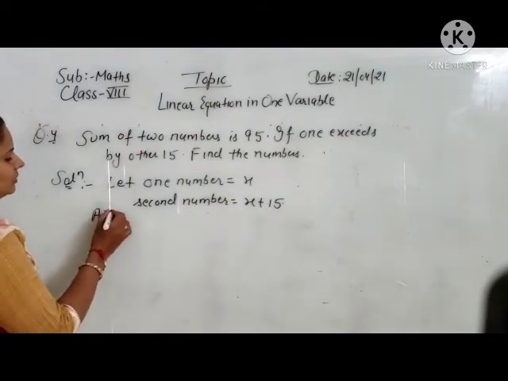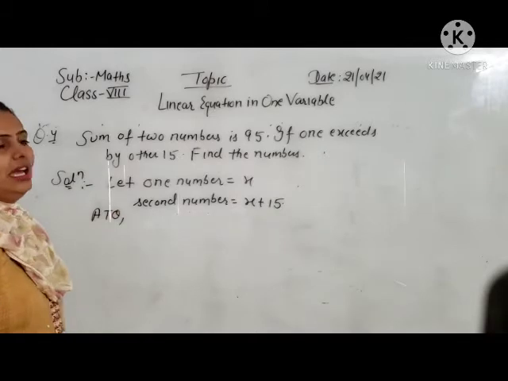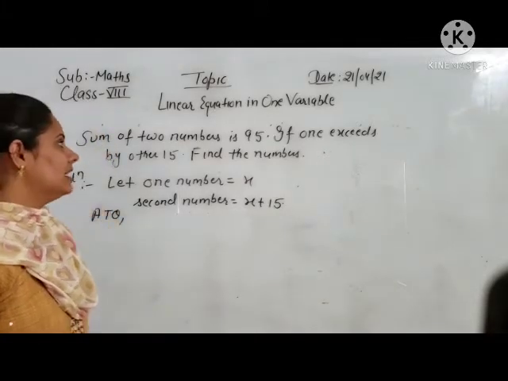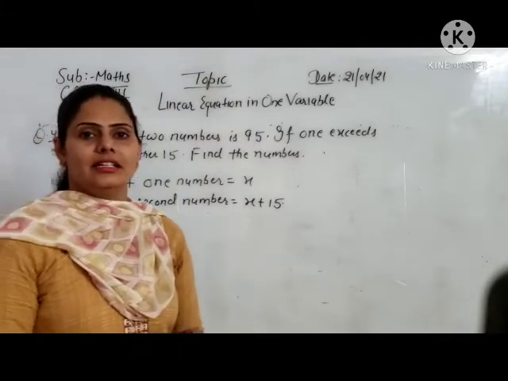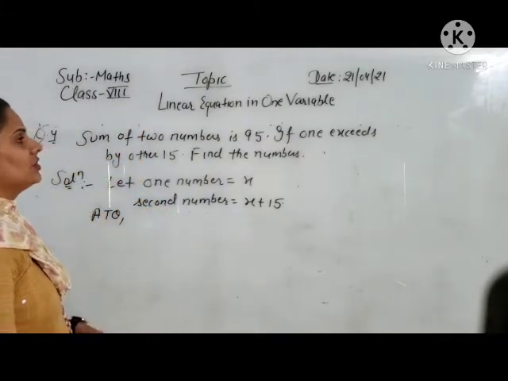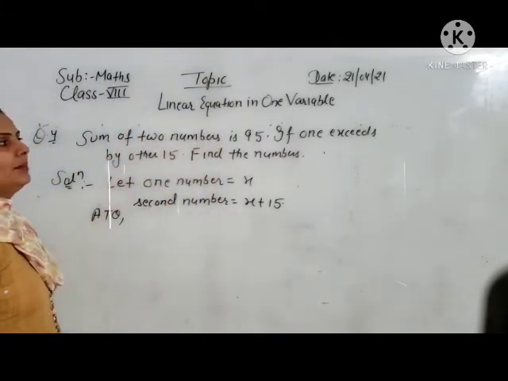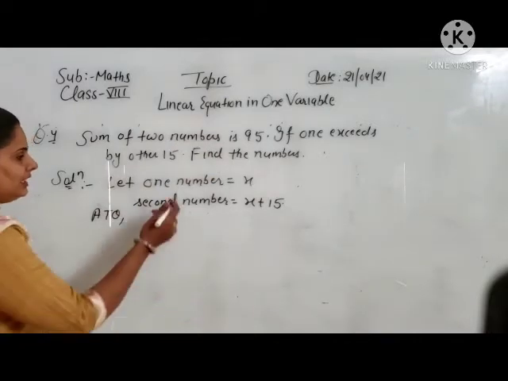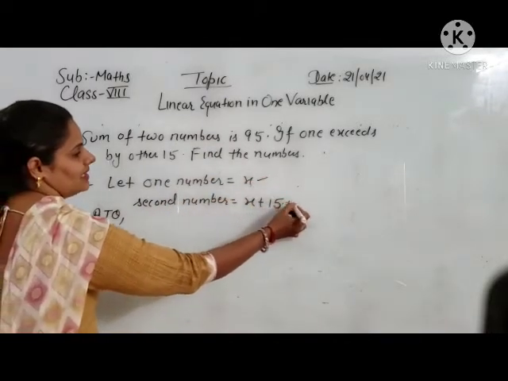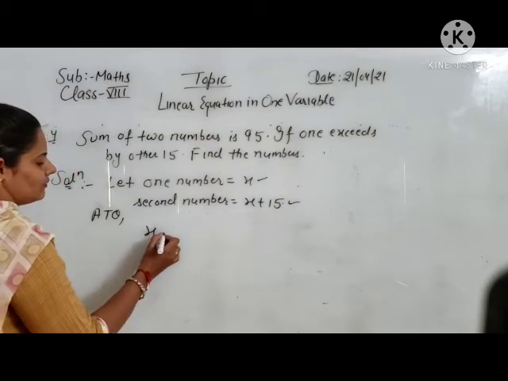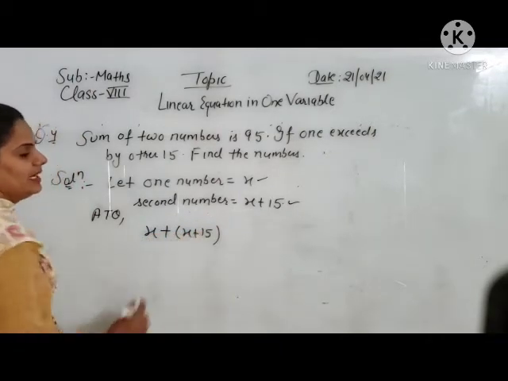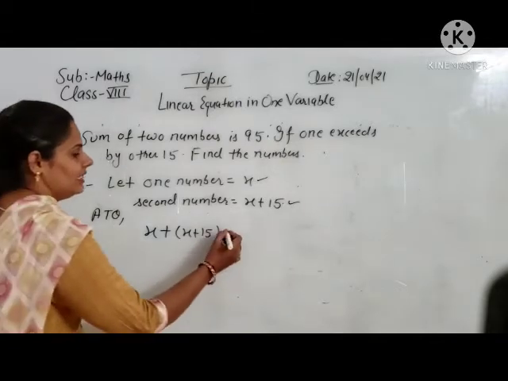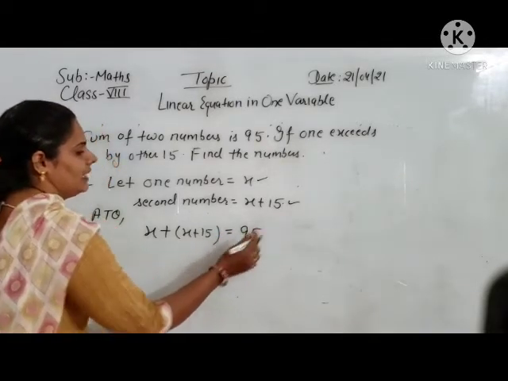Now according to the question, what is given? Sum of two numbers is 95. Now you have both the numbers, first number and second number. So the sum of the numbers is first number plus second number. So it will be x plus x plus 15 is equal to 95.